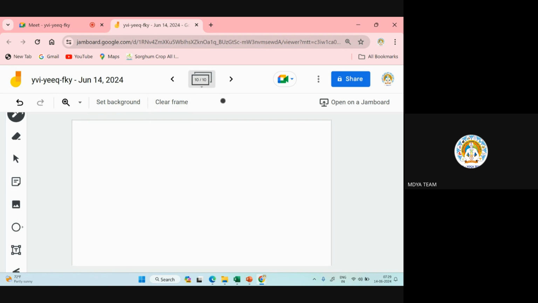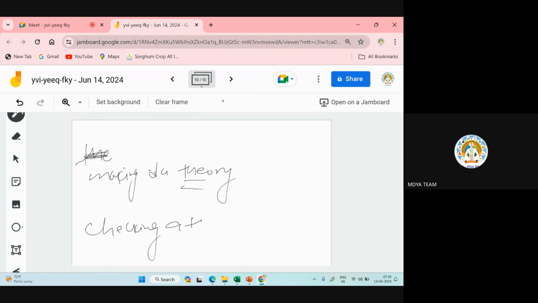Okay, just one question, just to make sure whether you are getting this or not. Two things are there. First is making a theory, and the other is checking a theory. So making a theory will be done by deductive reasoning or inductive reasoning.